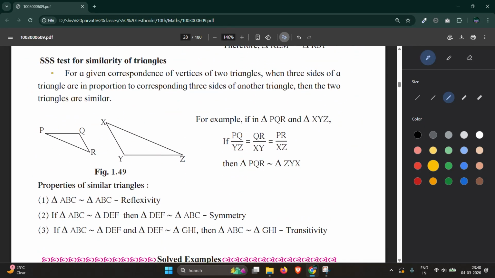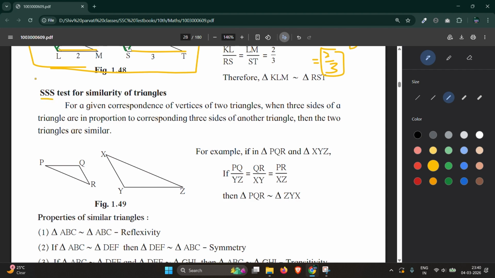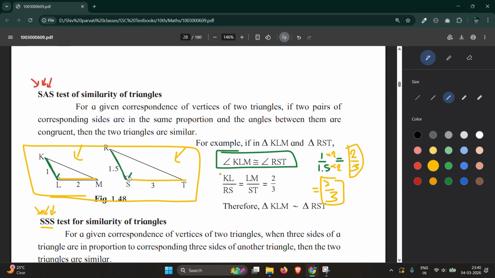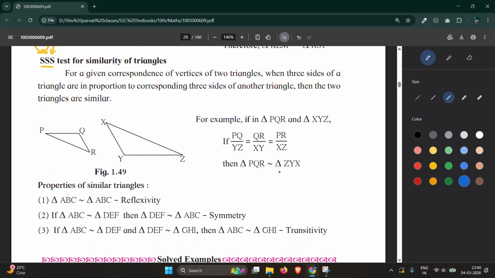And finally, at last, we come to the SSS test. So the SSS test is the side, side, side test. In the previous one, we took the ratio of two of the sides and the angle was the same. In this, we just check the ratio of all three sides. So the ratio of PR and, let us say, XZ, and the ratio of PQ and XY, and QR and YZ. All of these ratios must be the same. And then we can say that these two triangles are similar.